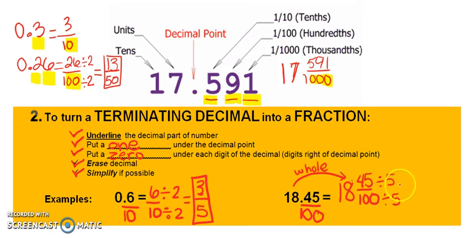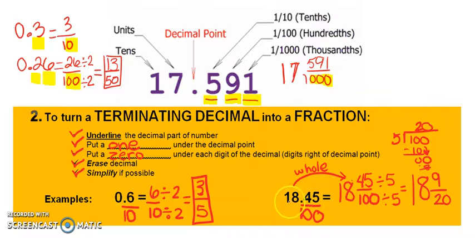Now 45 divided by 5 is equal to 9. Notice I'm saving room in front for my whole number 18. 100 divided by 5. If you're not sure what that is, no problem. Just go to this side. We're going to do 100 divided by 5. Well, 5 goes into 10 twice. 2 times 5 is 10, with none left over. And 5 goes into 0 zero times. So you can see that 5 goes into 100 20 times. That means 100 divided by 5 is 20.